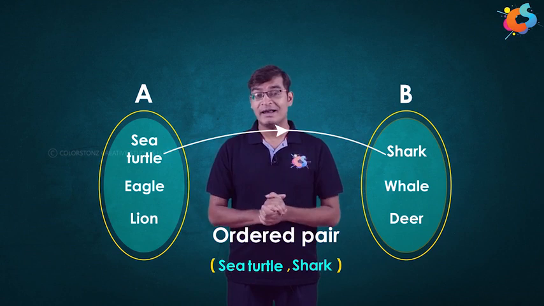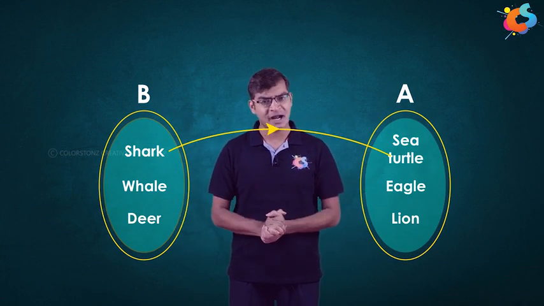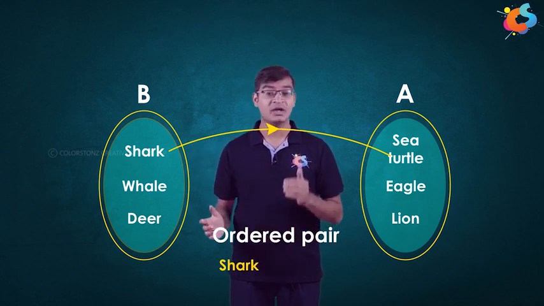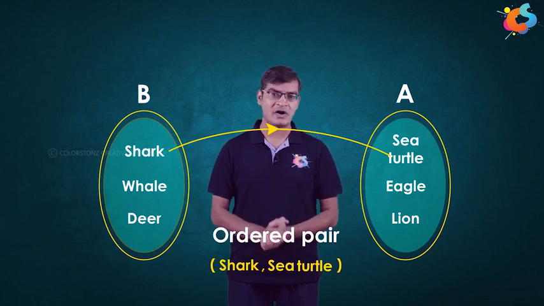Okay. Now, let us say, for example, shark is being mapped to sea turtle. Then how do you write this as an ordered pair? Very simple. First shark will come, next sea turtle will come, and just put this as an ordered pair.